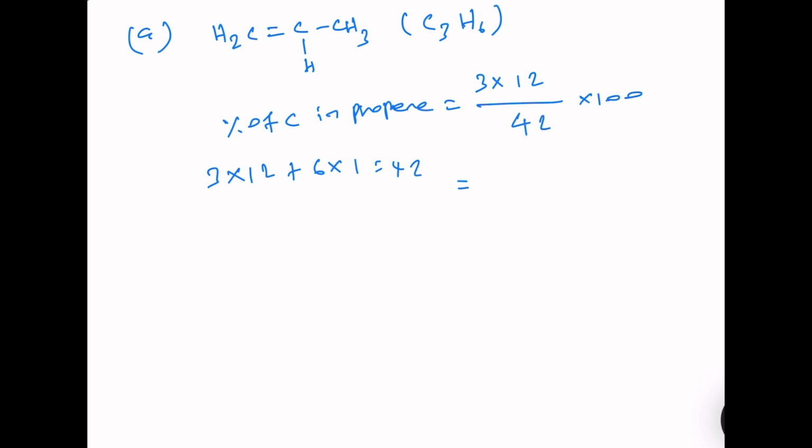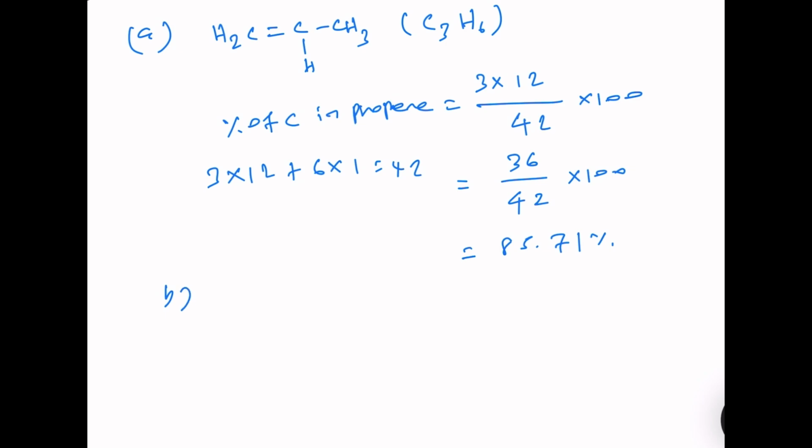So, this will be equal to 36 divided by 42 times 100, that will be equal to 85.71%. So, this is exactly the same as the ethylene, and therefore, this option is correct, but let us check the other options too.